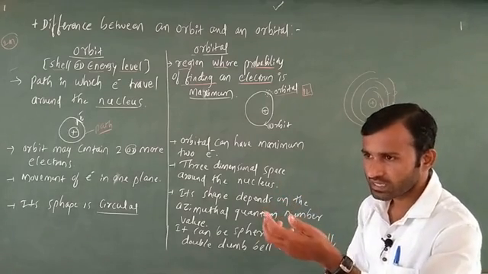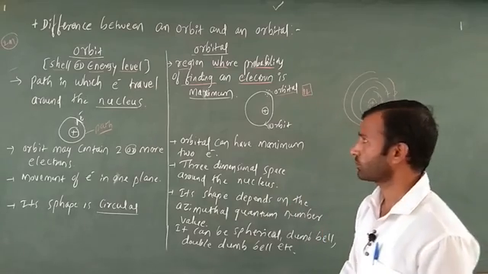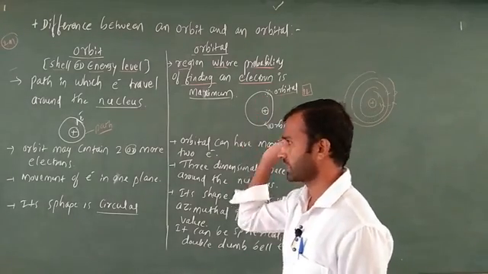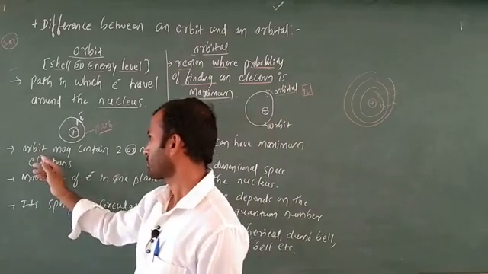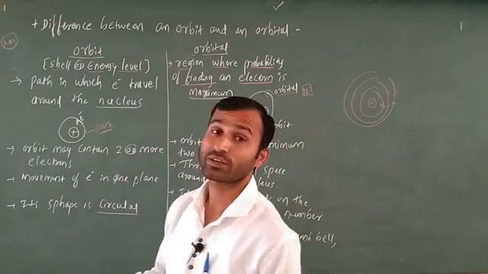Where there is an orbital, there is 100% electron presence. That is an important point: it is the region where the probability of finding an electron is maximum. Next, an orbit may contain 2 or more electrons.